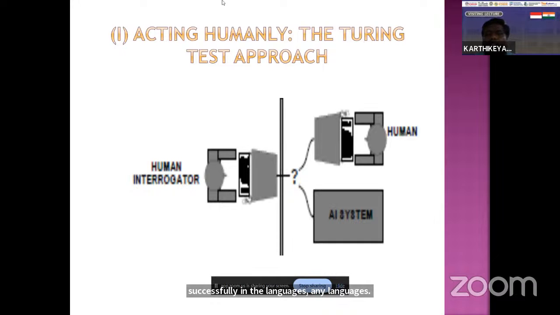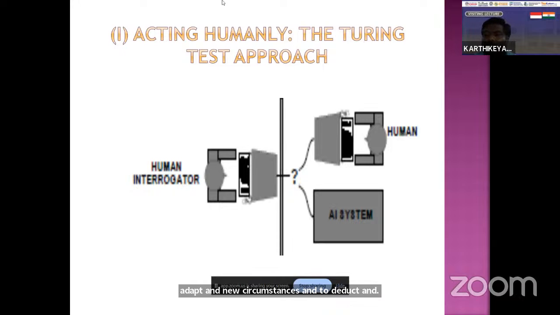And the Turing test approach will be following the knowledge representation, which is used to store the data, what it knows or hears. And acting humanly, the Turing test approaches can be following the automated reasoning. This is used to store the information to answer the question, to draw a new conclusion. And it is following the machine learning. It is used to adapt to new circumstances and to detect and extrapolate patterns.